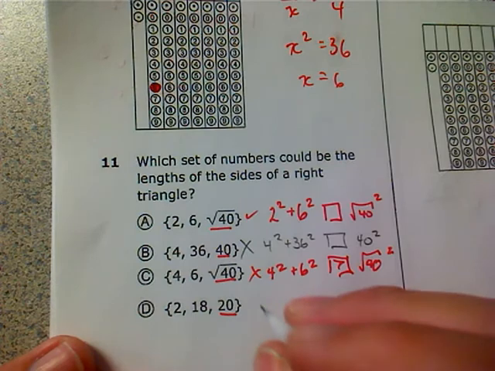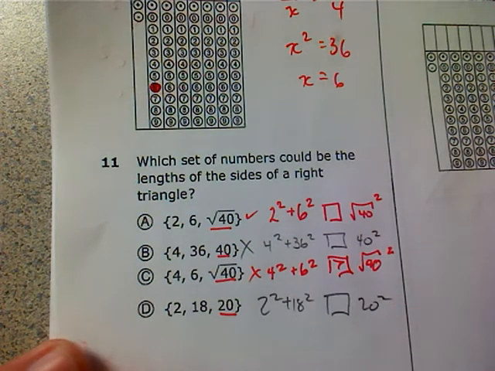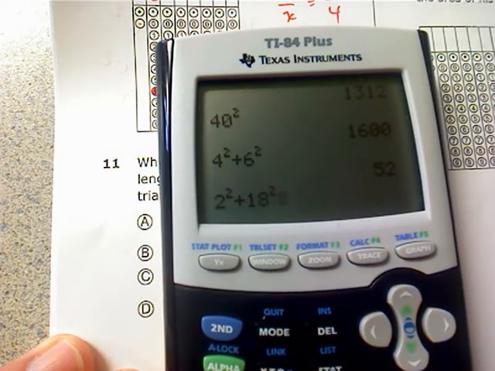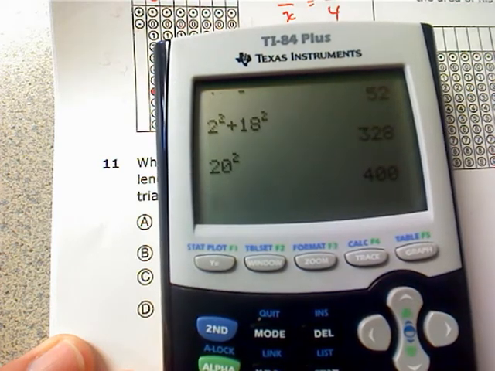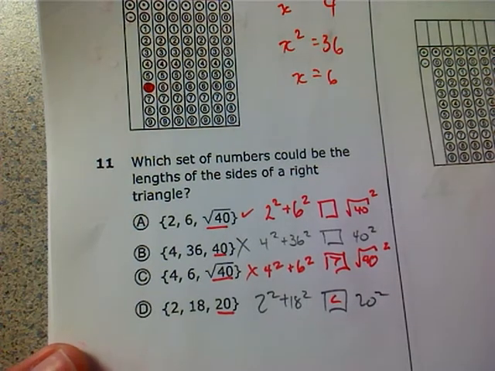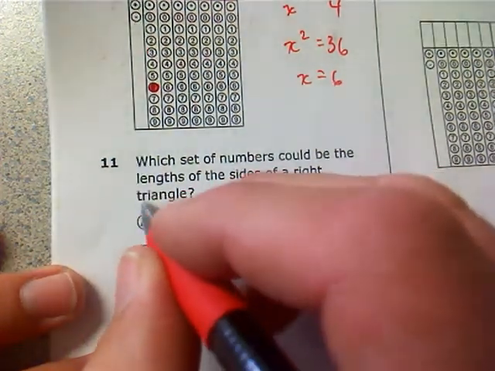And finally, 2 squared plus 18 squared. How does that compare to 20 squared? So 2 squared plus 18 squared. How does that compare to 20 squared? Not the same. It's less here. So this could be a right triangle right here. A.